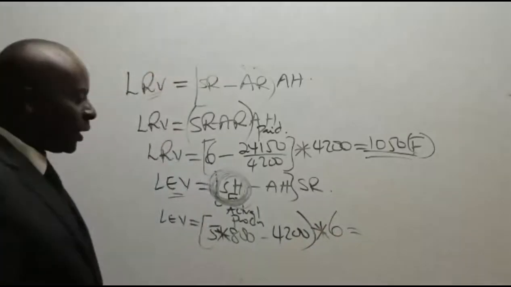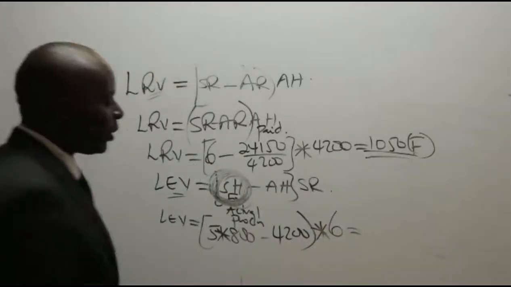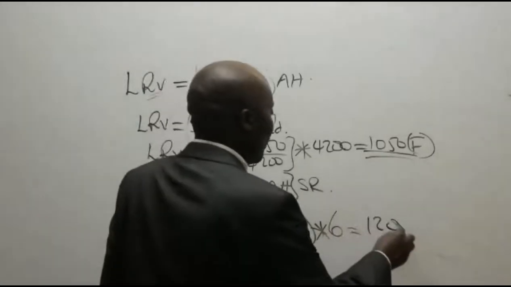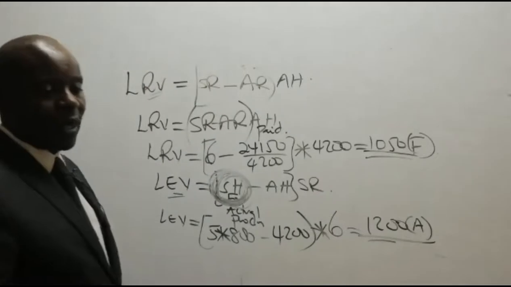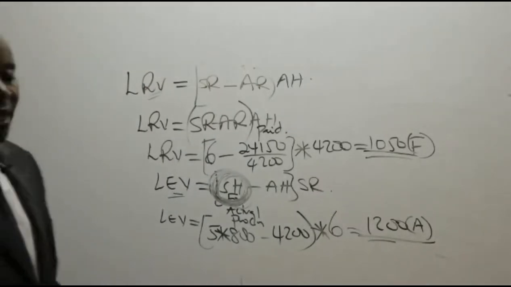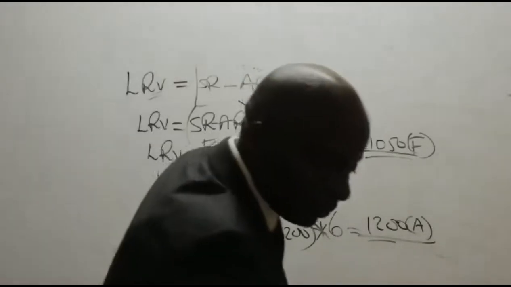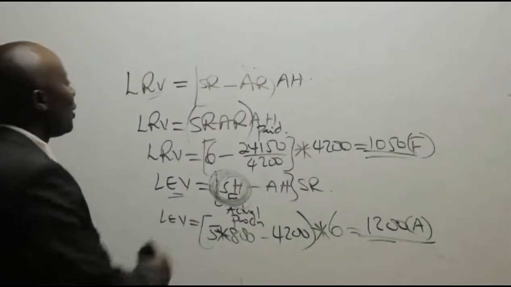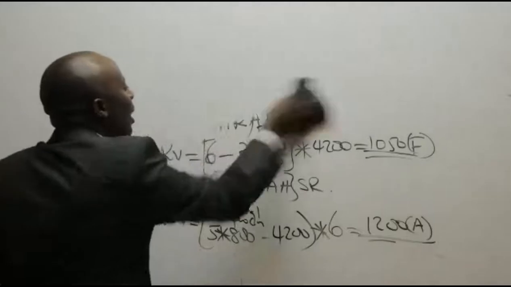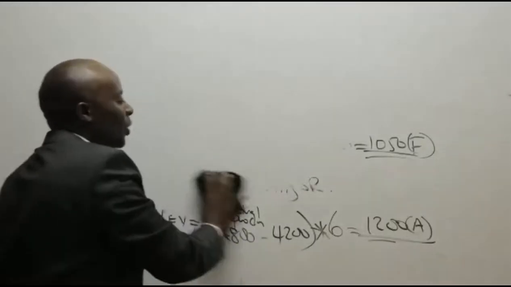So at the end of the day, what shall we get? 1,200 adverse. Thank you very much. Now we are through with the labor variances.